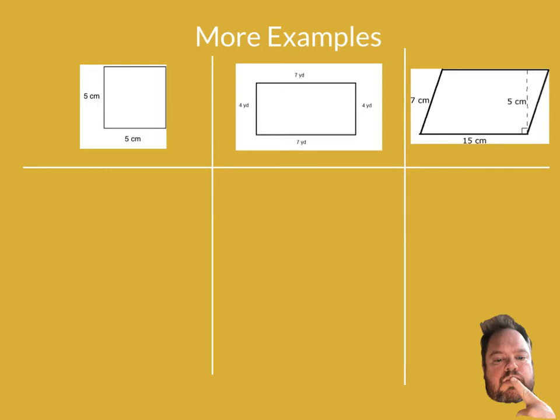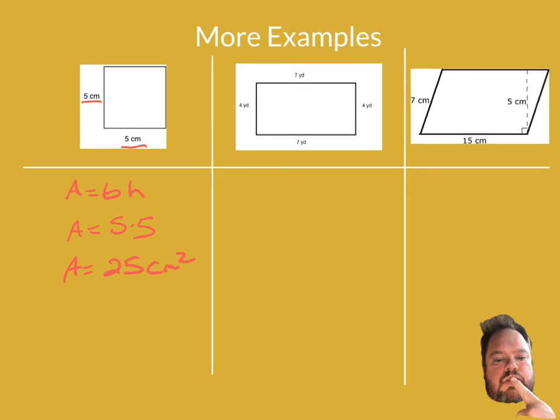So a few examples. First, we have our square. So I'm going to start off with my formula. Area equals base times height. And all 4 sides are equal, so all 4 sides will be 5 centimeters. So I'm going to substitute, my next step. 5 times 5, because I have my base and my height. So area is going to be 5 times 5 is 25 centimeters squared.